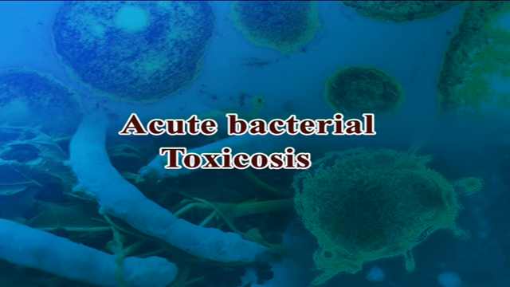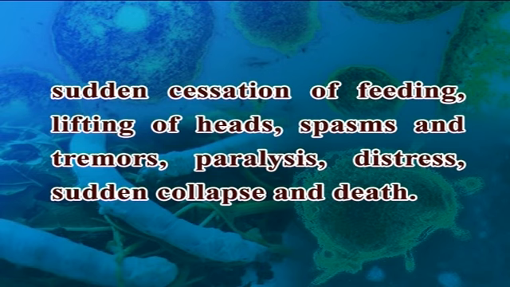1. Acute bacterial toxicosis. This is a poisoning caused by the ingestion of parasporal crystal bodies called delta endotoxin produced by Bacillus thuringiensis. The major symptoms of bacterial toxicosis caused by Bacillus thuringiensis are sudden cessation of feeding, lifting of heads, spasms and tremors, paralysis, distress, sudden collapse and death. Death may occur within 10 minutes to a few hours. Shortly after the death, the corpse appears hard to touch with the head retracted so as to assume a hook-shaped appearance. Gradually, the corpse becomes black and rotten, exuding a foul-smelling dark brownish fluid.